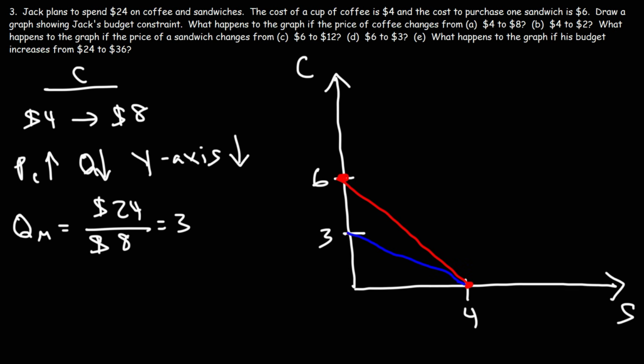Now to draw the graph, we just connect the y-intercept to the original x-intercept. So notice the effect on the graph. With respect to the x-axis, the budget constraint line rotates counterclockwise. Notice the area under the curve is less as we move down the y-axis. So that is the effect on Jack's budget constraint graph if the price of coffee goes up. He can buy fewer cups of coffee in that case.